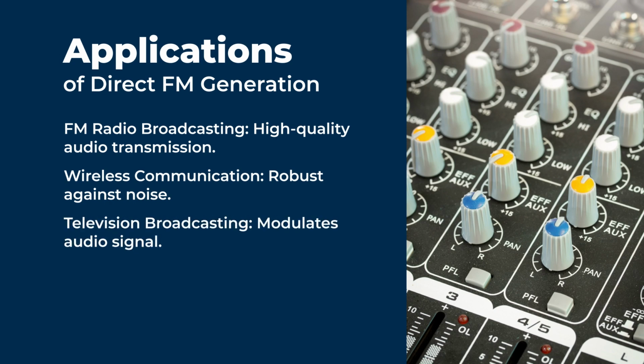Television broadcasting. In analog television systems, direct FM generation is used to modulate the audio signals onto a carrier wave for transmission along with the video signal. This ensures that the viewers receive high quality sound with the television broadcast.